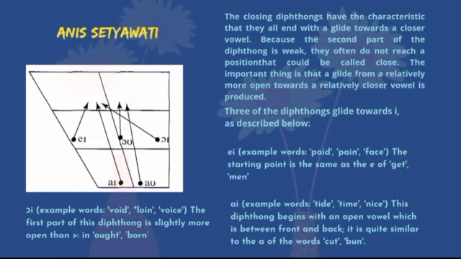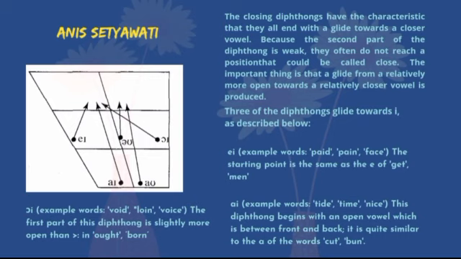The closing diphthongs have the characteristic that they all end with a glide towards a closer vowel. Because the second part of the diphthong is weak, they often do not reach a position that could be called close. The important thing is that a glide from a relatively more open towards a relatively closer vowel is produced. Three of the diphthongs glide towards I are described below.